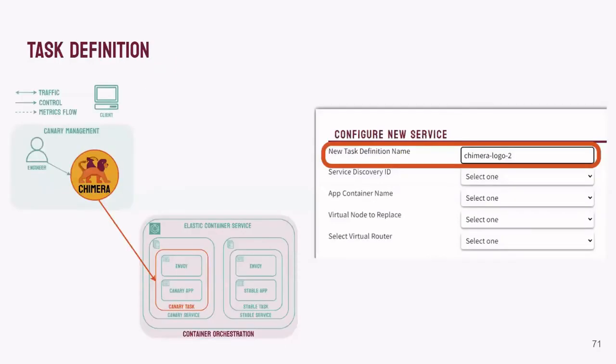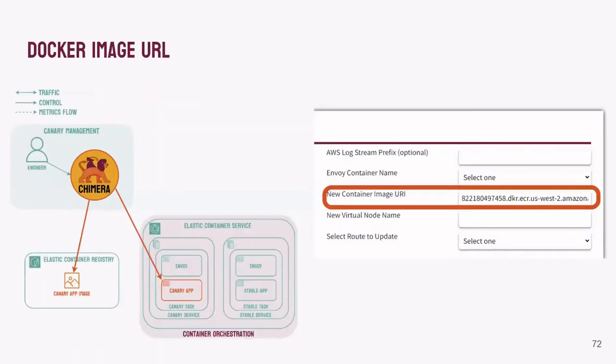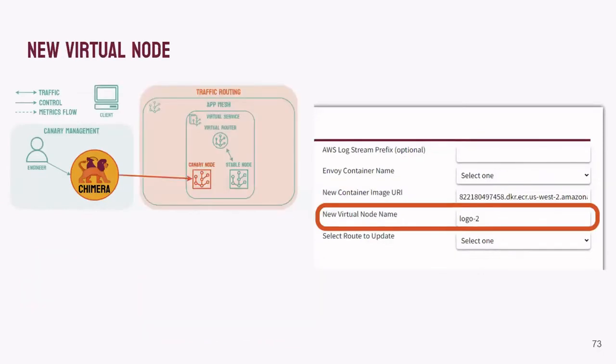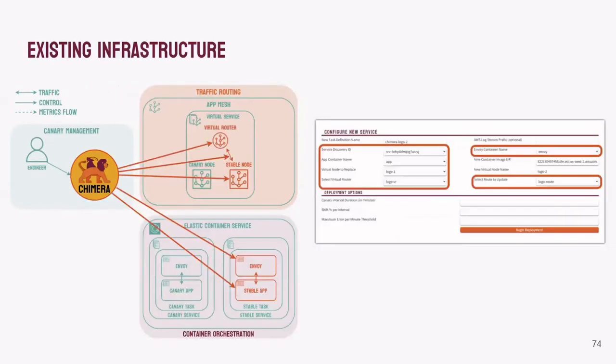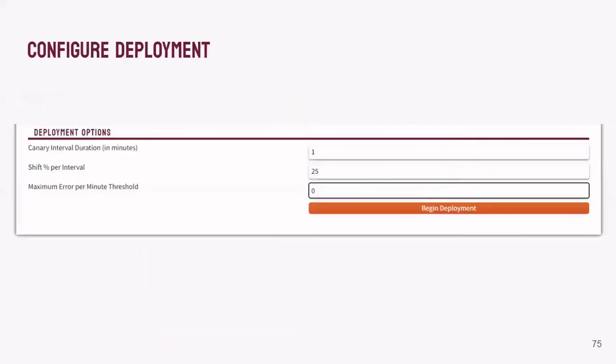So for new infrastructure, the developer needs to provide custom details, starting with a new task definition family, the URL for the Docker image where the new application can be found, and then a new virtual node. Configuration settings based on existing infrastructure are selected from predefined lists created through queries to AWS. And finally, the Canary deployment itself can then be customized by the developer through setting up the interval length over which traffic is shifted, the amount of traffic shifted by each interval, and the metrics which are tolerable for deployment to continue.